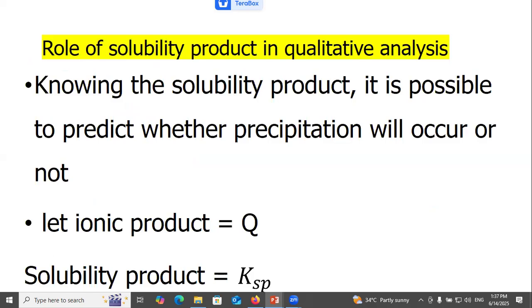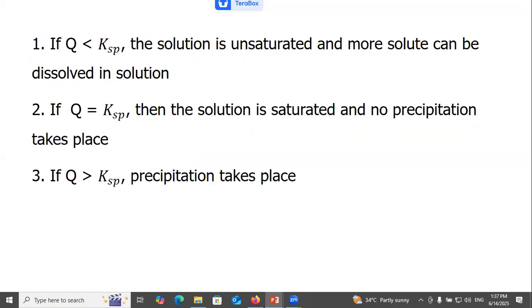Role of the solubility product in quantitative analysis. Knowing the solubility product, it is possible to predict whether precipitation will occur or not. Let the ionic product be Q and the solubility product be Ksp.